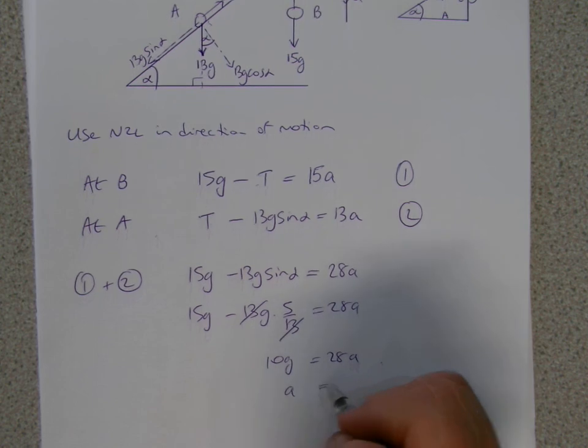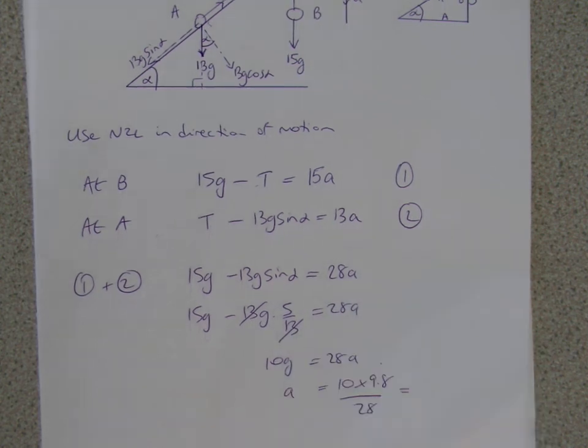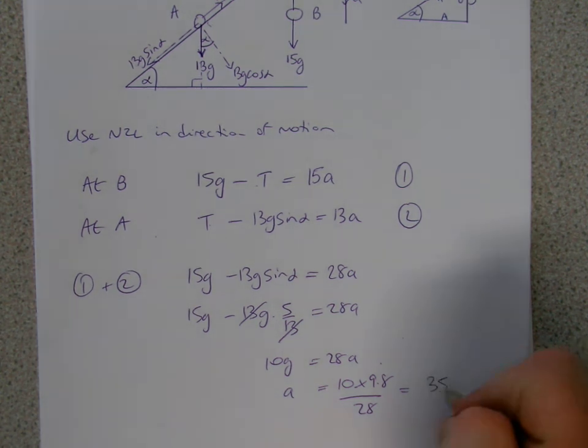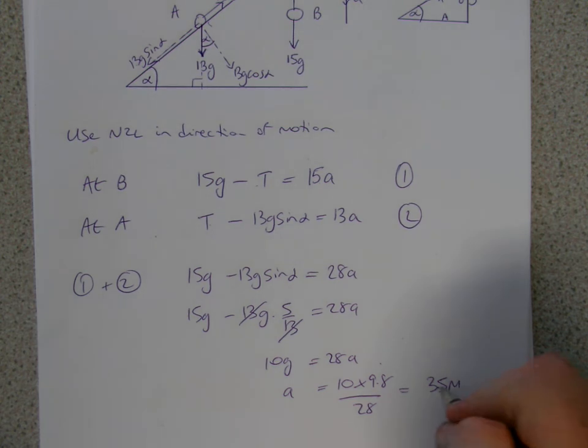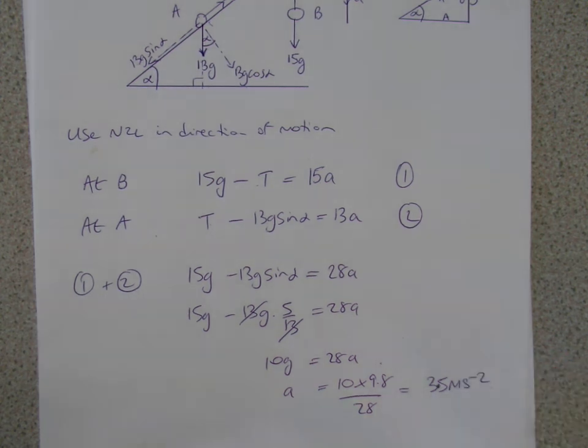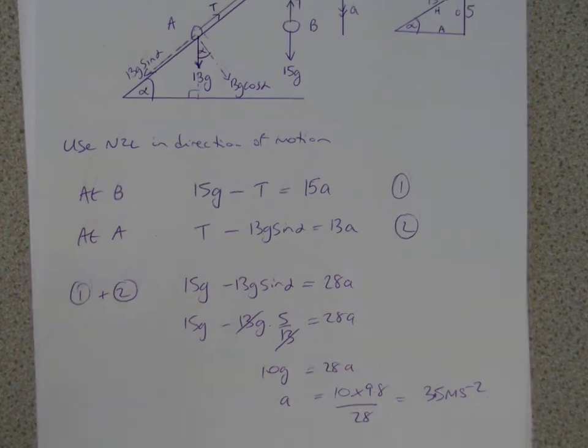So to get a, I'm just going to do 10 times 9.8 divided by 28, and it works out to be 3.5. Let me just check that. Yeah, 3.5 meters per second squared. 35 would be quite fast. So 3.5 meters per second squared. Yeah, so it's accelerating at a reasonable pace.